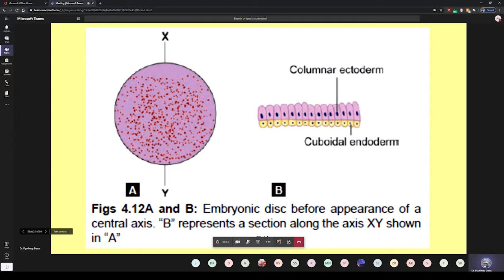So let's proceed. Yeah. So this is how the disc looks. Okay. I would request all of you, when you get time, to just go through these pictures again and try drawing them. Okay.